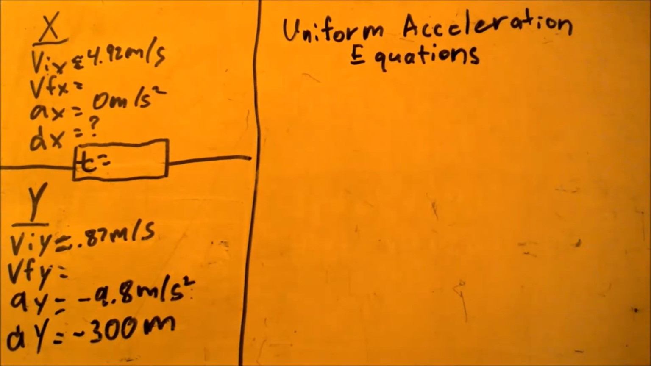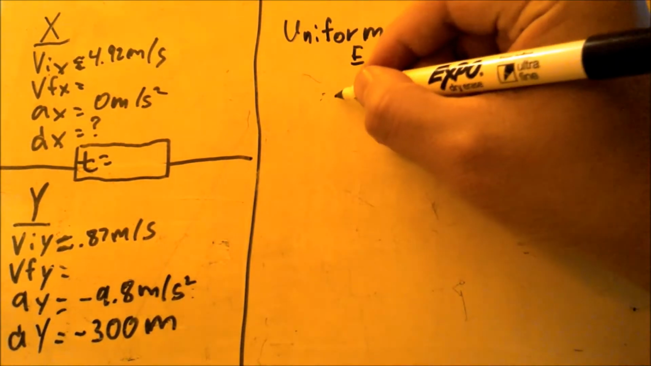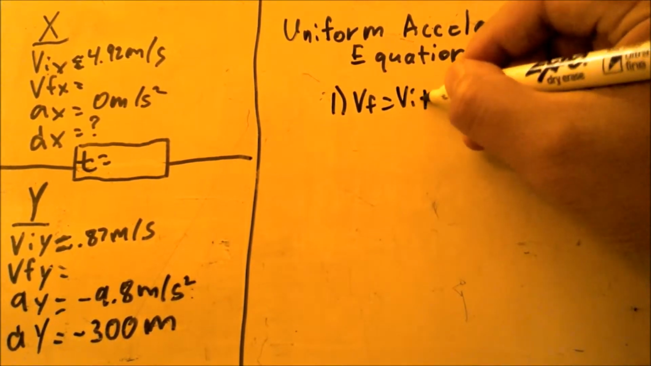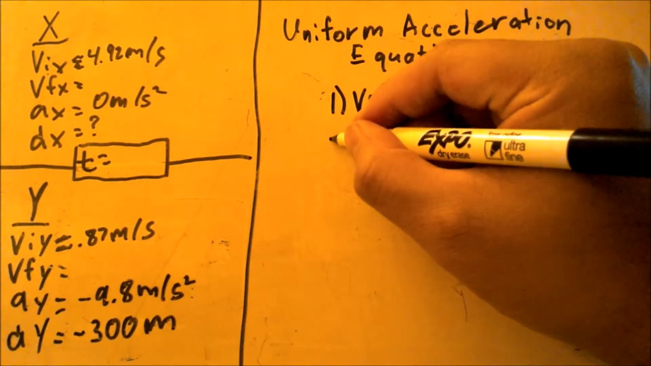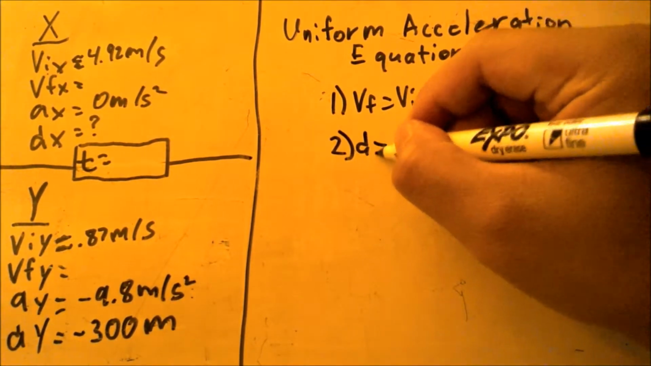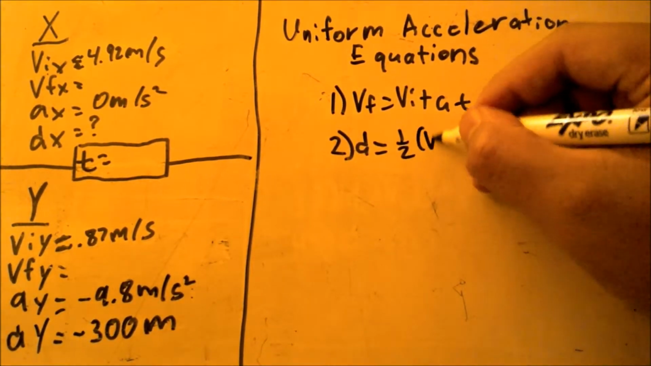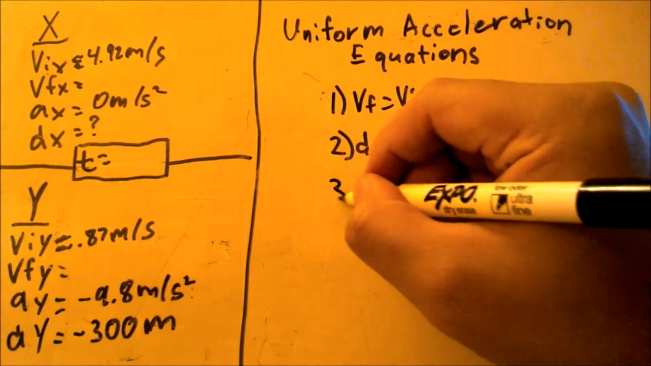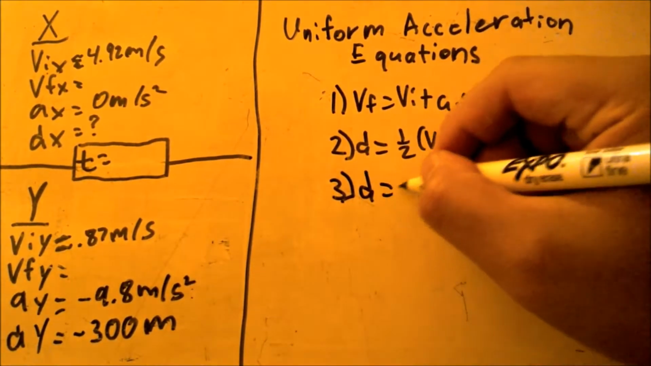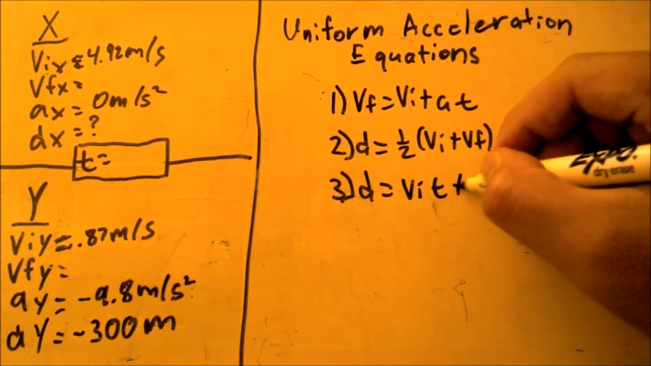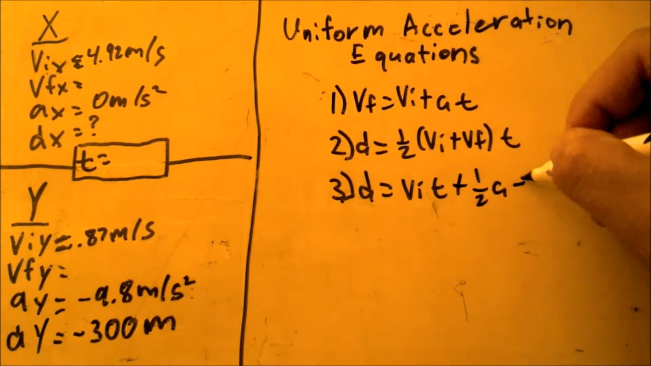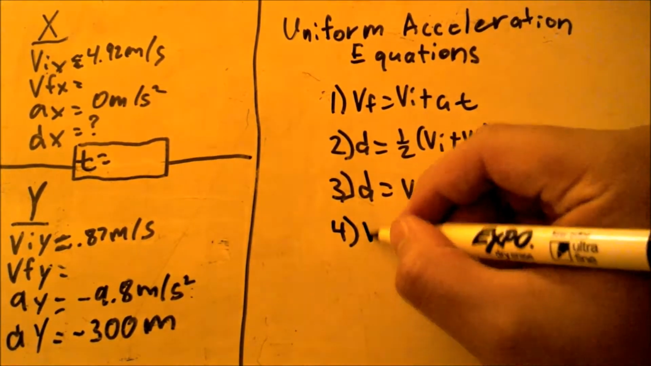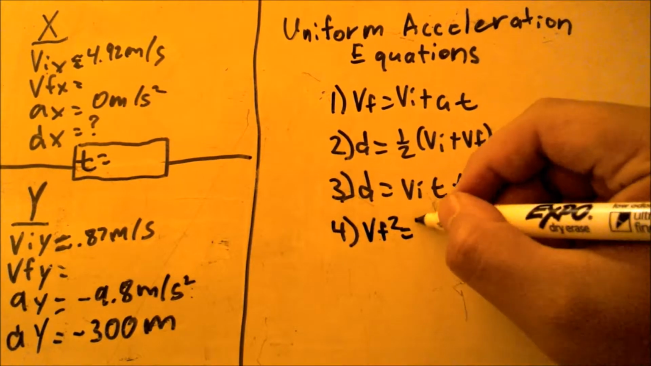The first one is Vf is equal to Vi plus At. The second one is d is equal to 1/2 (Vi plus Vf) t. Third one is d is equal to Vit plus 1/2 At squared. The last one, number 4, is Vf squared is equal to Vi squared plus 2Ad.